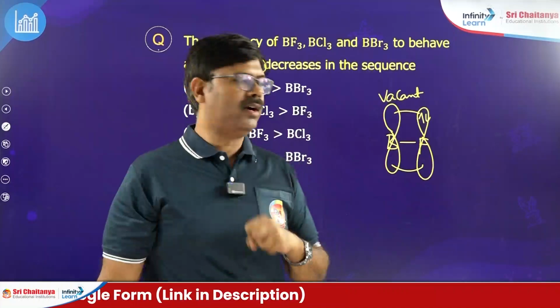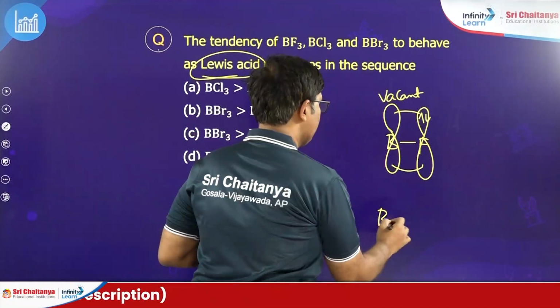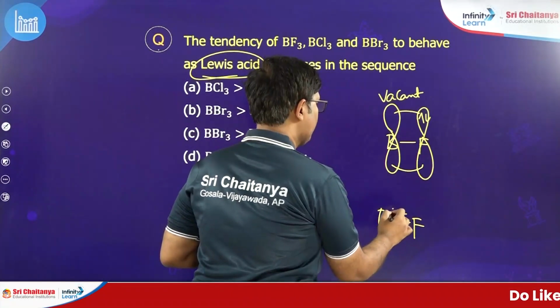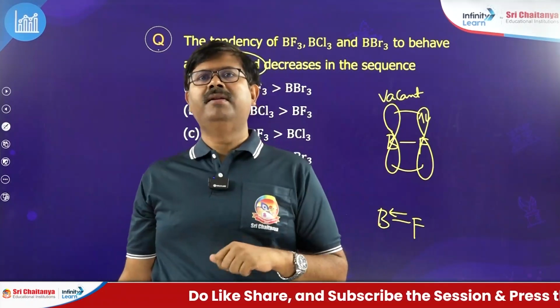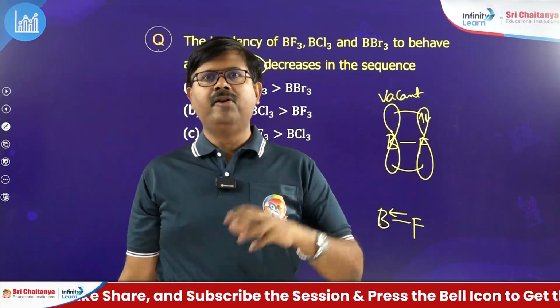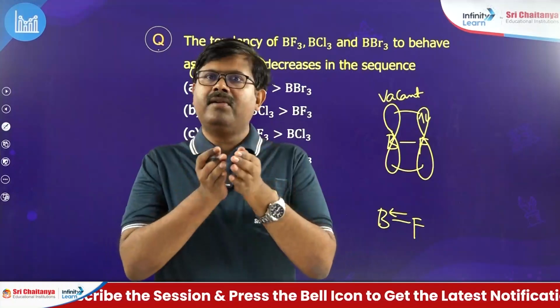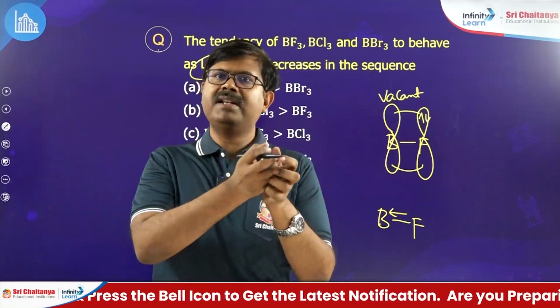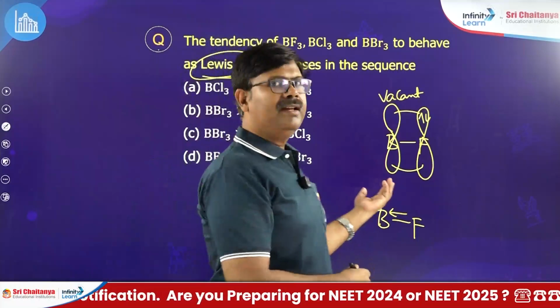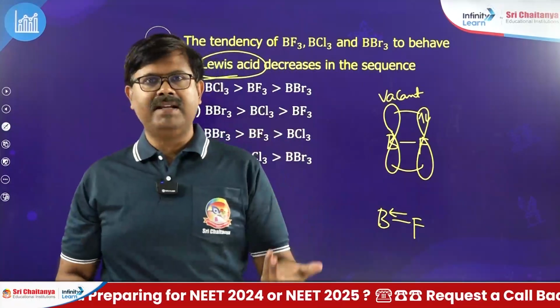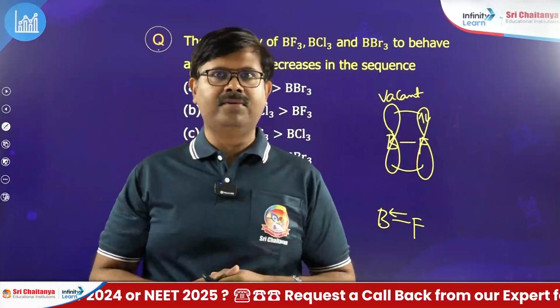This is called back bonding. We represent it like this: B, F, and there is a pi bond, and both electrons are donated from the fluorine to the boron, and this is called back bonding. Because of the back bonding, the electron deficiency of boron is partially satisfied because it is getting electrons from the neighboring element. Similarly it happens for BCl3 also, BBr3 also.